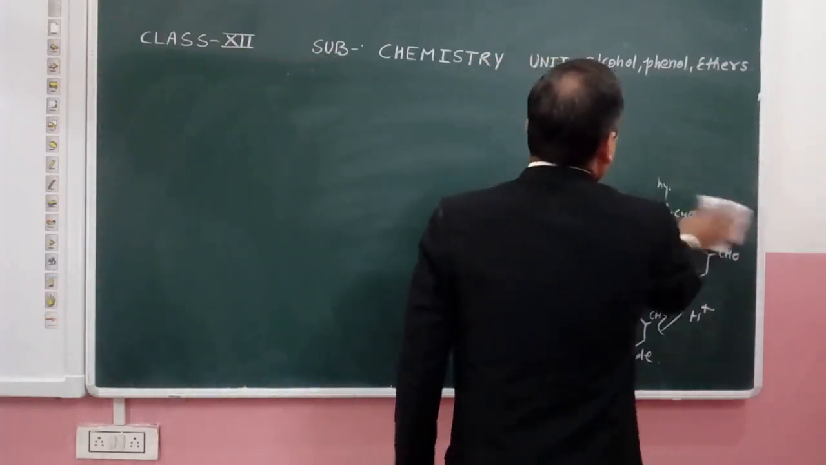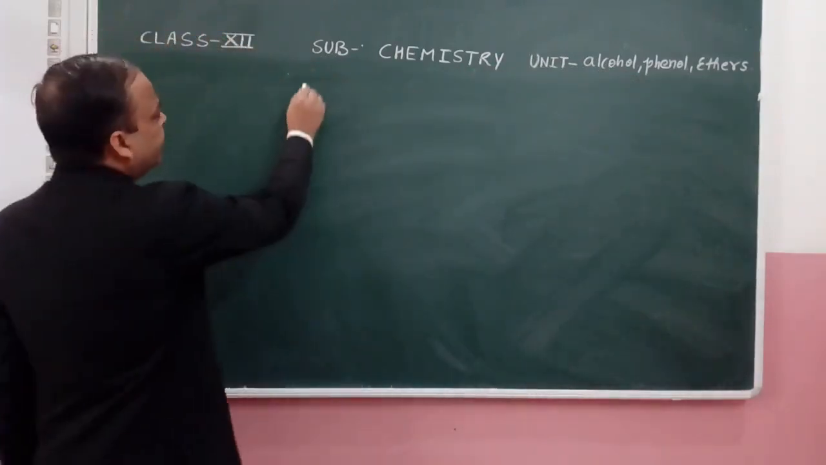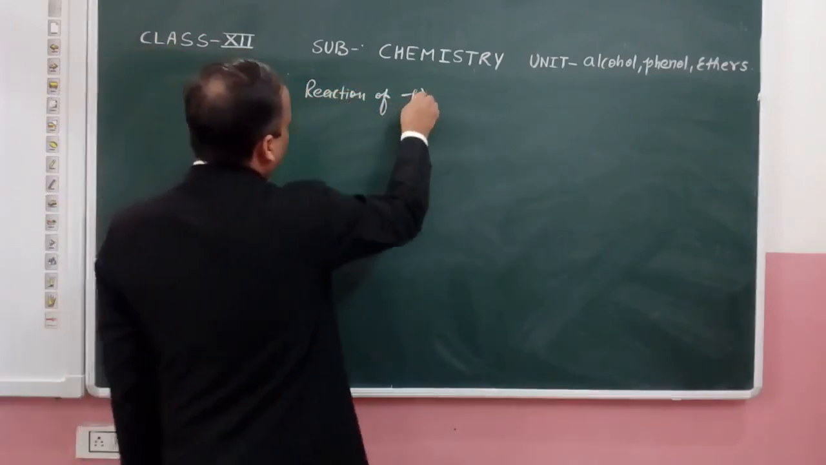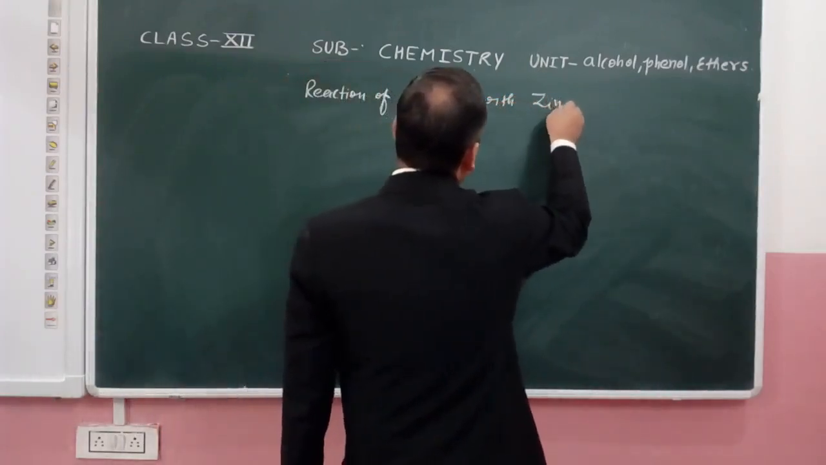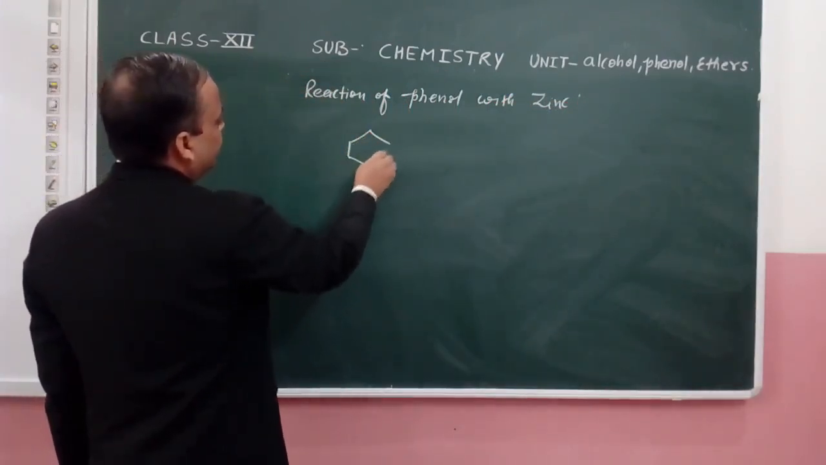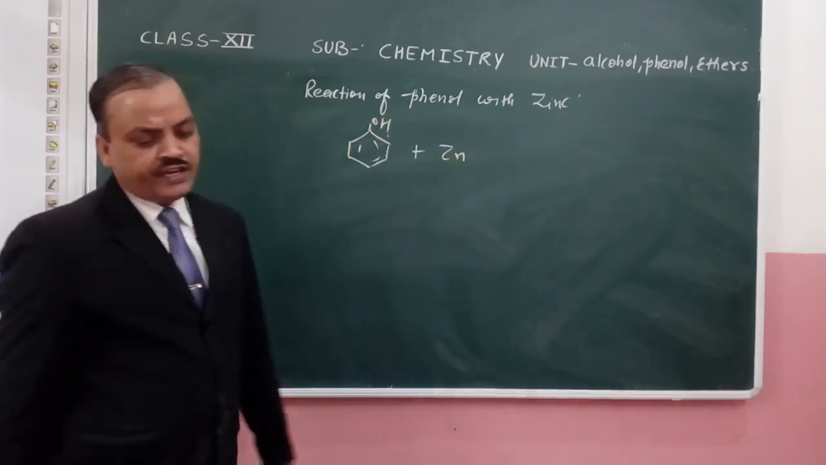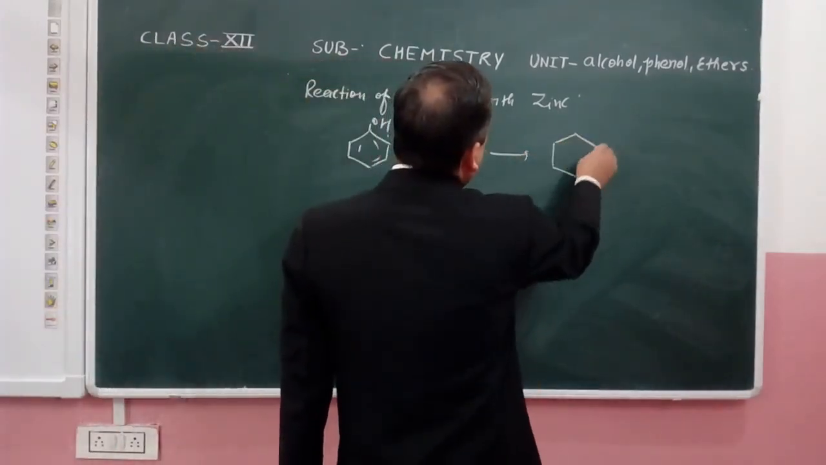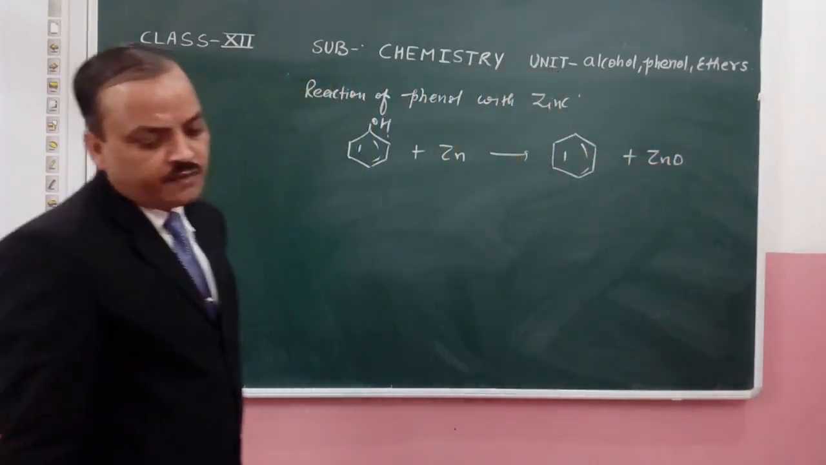The third reaction is the reaction of phenol with zinc. This is the molecule of phenol. When it reacts with zinc, we get benzene and zinc oxide as products.